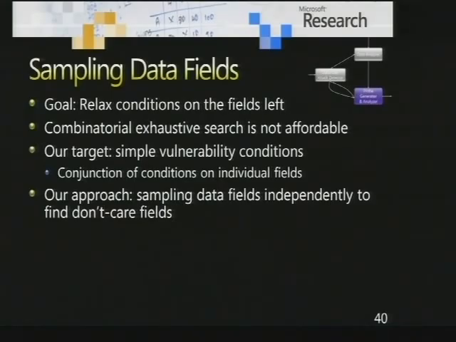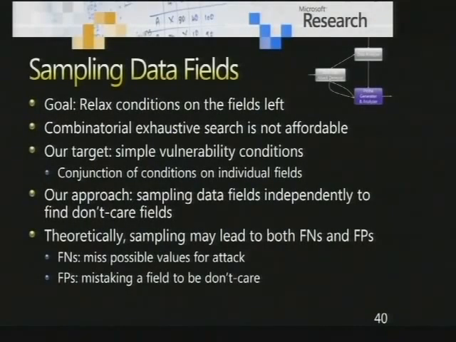Our approach here is to sample data fields independently to find don't care fields. A don't care field basically means this field can take any arbitrary value. It doesn't matter to the vulnerability. And theoretically, I want to point out that sampling may lead to both false positives and false negatives. For instance, if we miss possible values for the attack, then we'll have false negatives. Also, if we mistake a field for don't care because we only sampled certain values, then we'll have false positives. We'll miss some attack.